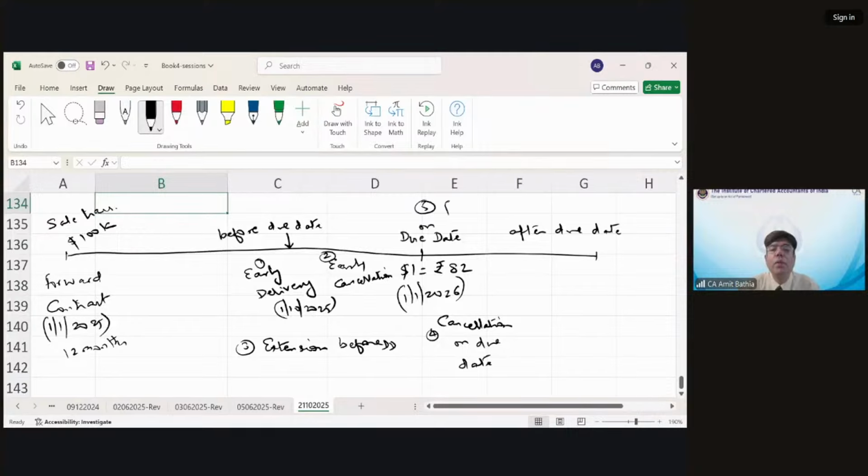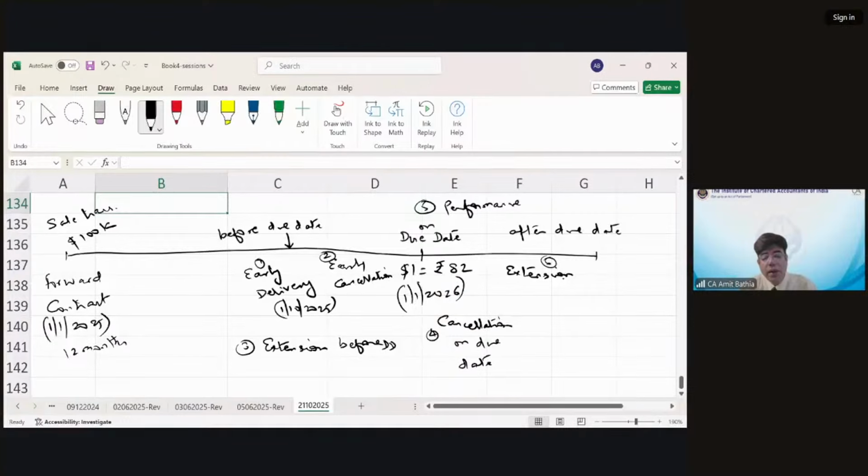Five is obviously performance on due date. And then there is no problem. Everybody is happy, right? What can happen after due date? So there is a possibility that I did not apply for extension before due date, but now I learn that my client is not going to pay me in time. So I need extension of the contract. But this application I'm making after due date, right?